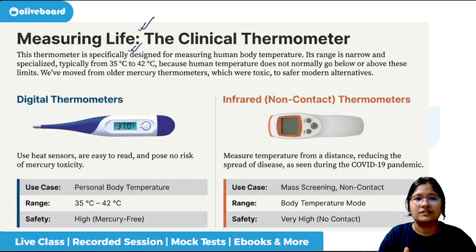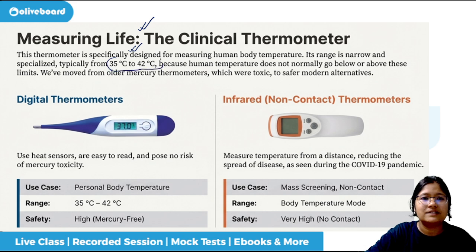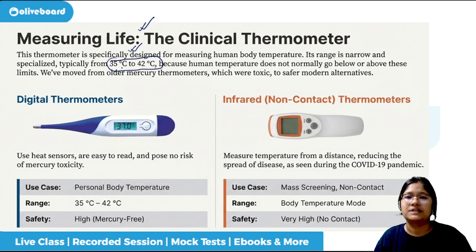Now, this thermometer is specifically designed for measuring human body temperature. If we visit the doctor, then also the doctor will use a temperature measuring instrument. The range of this is 35 degrees Celsius to 42 degrees Celsius, because that is the range of temperature in normal, healthy human beings. But what about the fluctuations in this temperature? Is it possible? Yes. If I talk about my own body temperature, it is always below 37 degrees Celsius. So that is why the range is kept at 35 to 42 degrees Celsius.